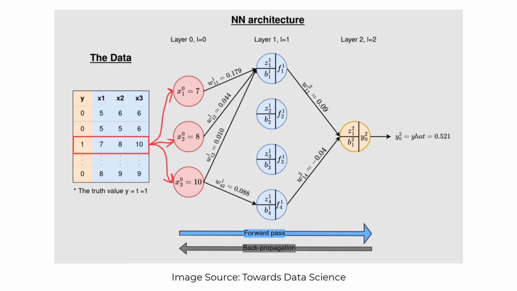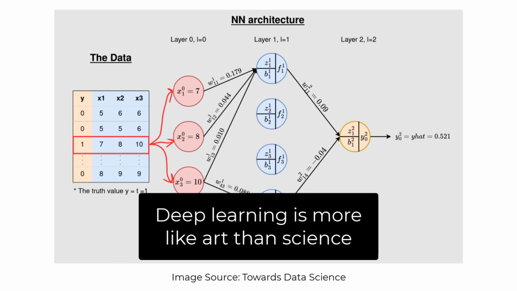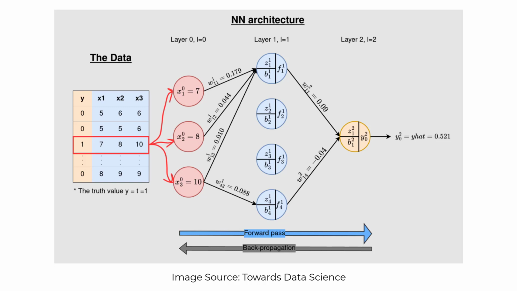Okay, we've seen how neural networks work. So far, I have explained the theory of artificial neural networks. If you understand the structure of this architecture, you can create better architecture. Deep learning is more like art than science. The better the model architecture you build, the better your prediction will be.